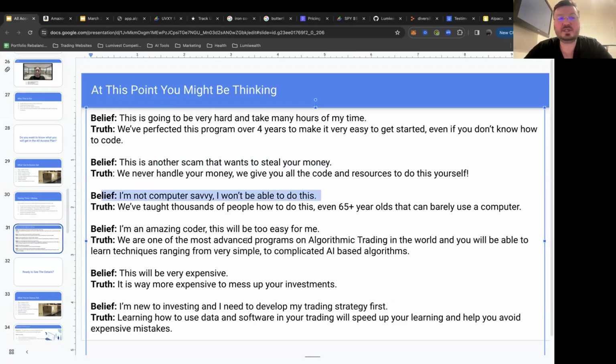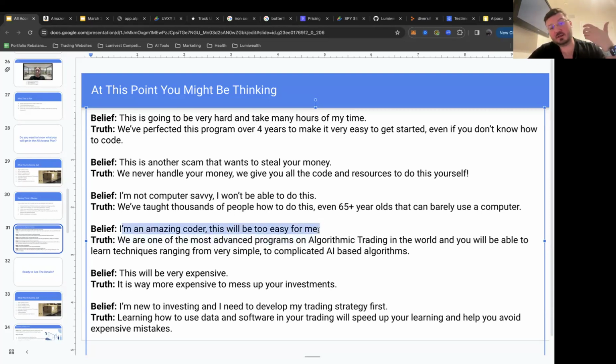Another belief you might have is you might say, I'm not computer savvy, I won't be able to do this. The truth is, we've taught thousands of people to do this, including a bunch of people that are over 65, retired. I've spoken to a lot of people in their 70s and 80s and gotten them to have algorithms running. Like I showed you, one button click, you fill in some form fields. It's really easy to get up and running. So if you're not computer savvy, that's not going to be an issue here.